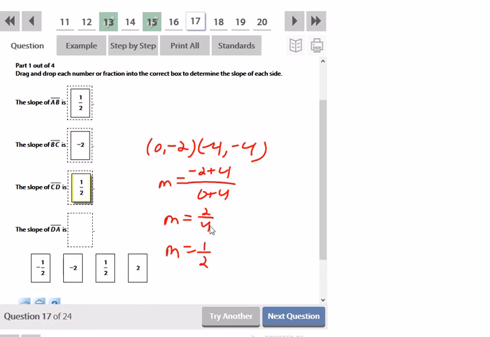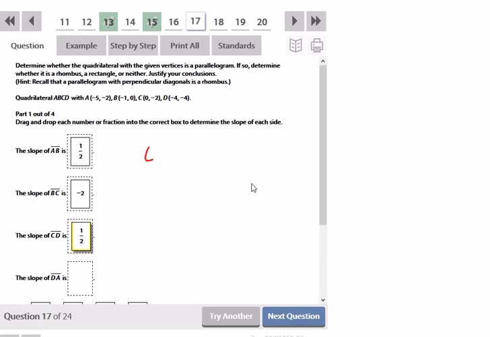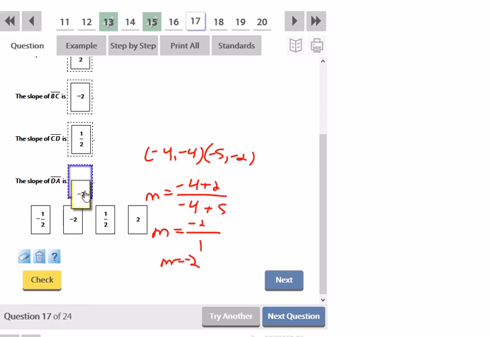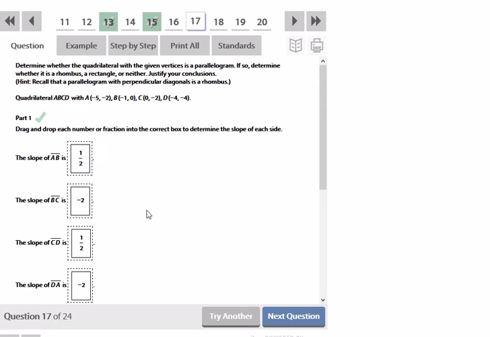And then DA would be -4, -4, -5, -2. So the slope is -4 plus 2 over -4 plus 5. So that's -2 over -4 plus 5. So that's -2 over 1, which is -2. So that part is correct.